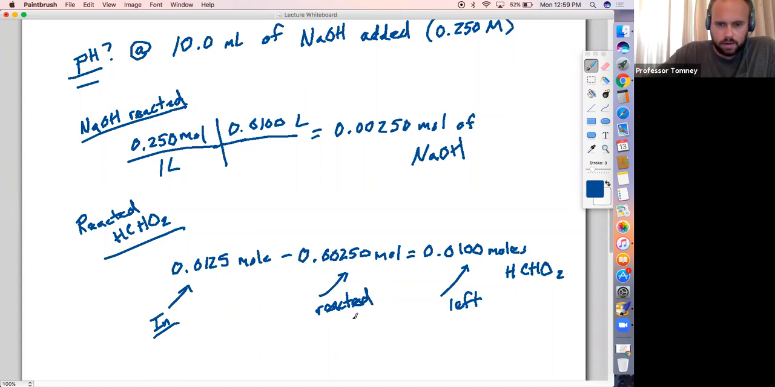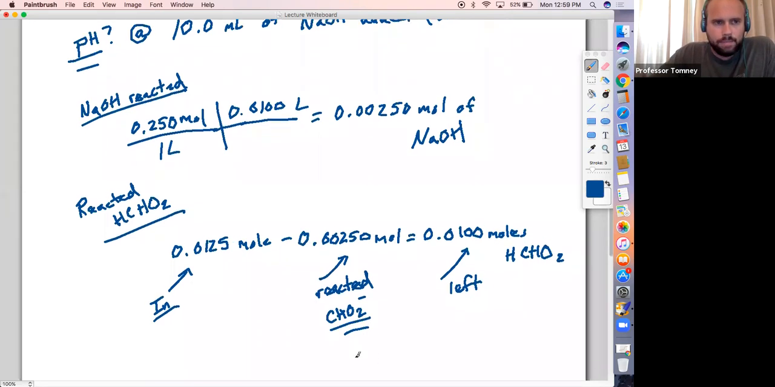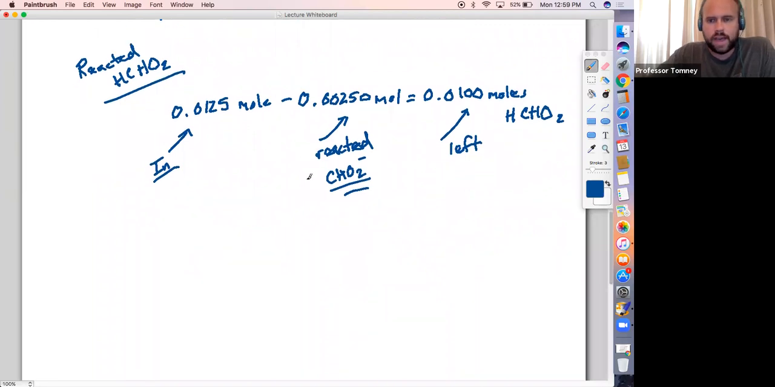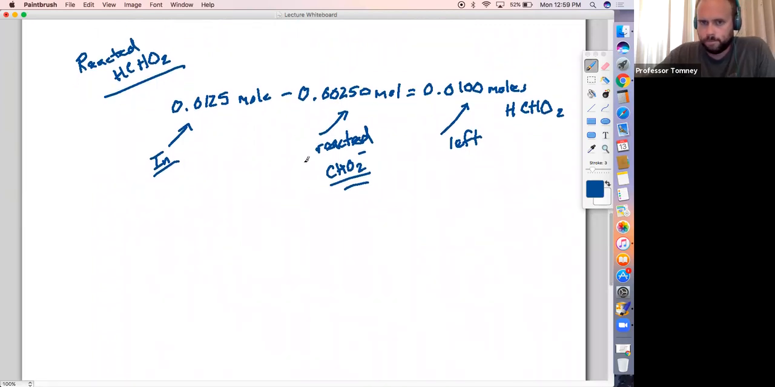that reacted, but it also becomes the amount for the conjugate base, right? So for every single mole of formic acid that I reacted with sodium hydroxide, it creates a mole of the conjugate base. So this is the value that we would need to use at 10 milliliters for the conjugate base. So now we're starting to gather some values here. We can actually move forward.